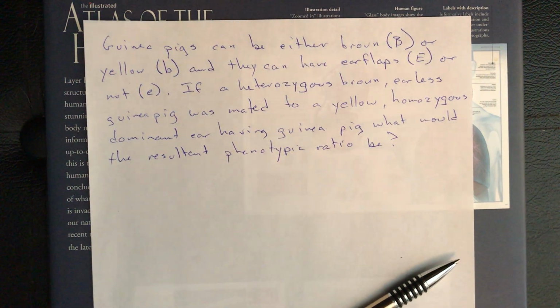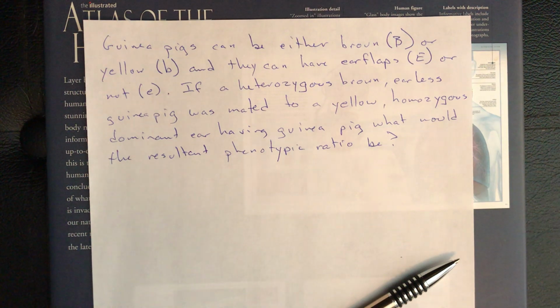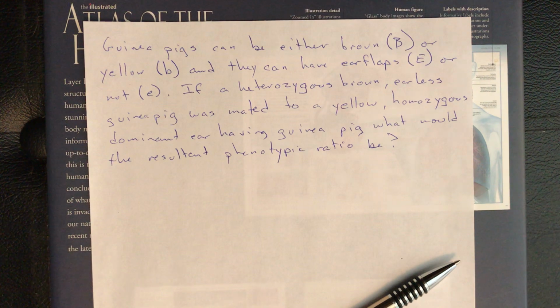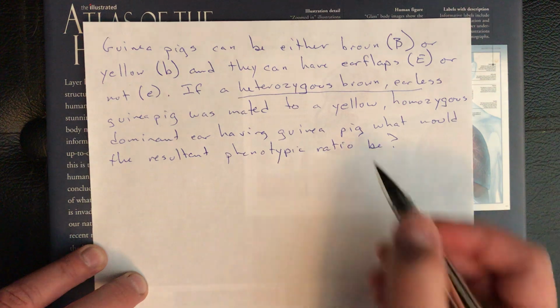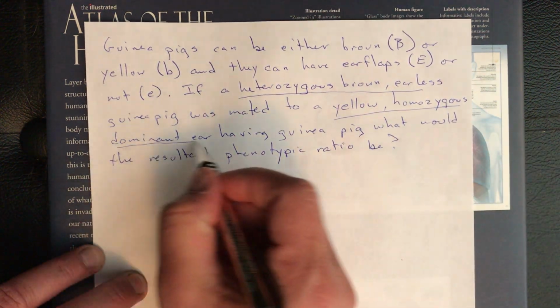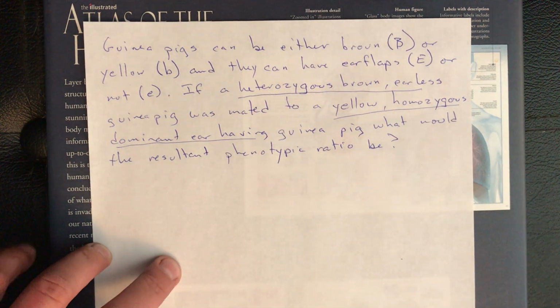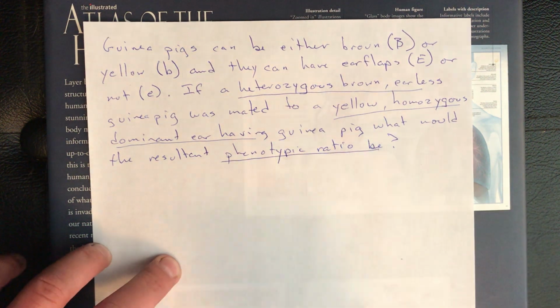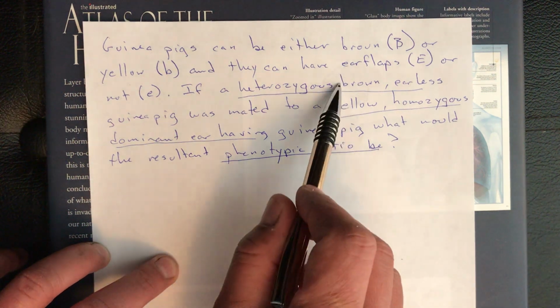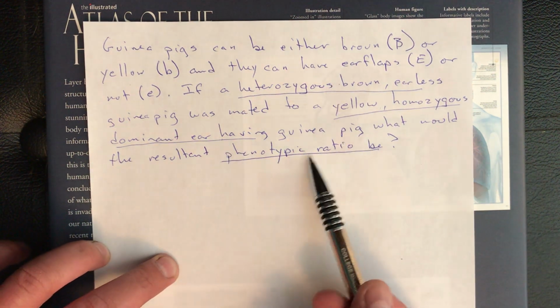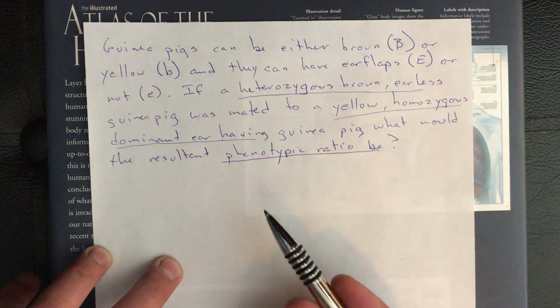So it says, if a heterozygous, brown, earless guinea pig was mated to a yellow, homozygous dominant ear-having guinea pig, what would the resultant phenotypic ratio be? All right, so obviously, I'm going to mate a heterozygous brown earless with a yellow homozygous ear having. So those are my two guinea pigs, and I want to know what the phenotypic ratio is going to be. That's what I'm eventually trying to find. So I've got this guy and this girl, I guess, and then here would be our phenotypic ratio.